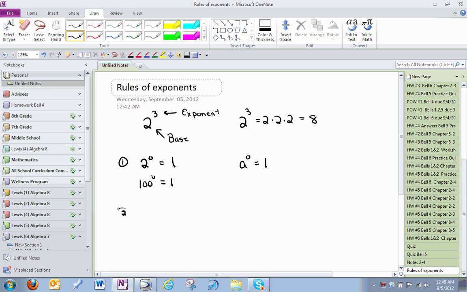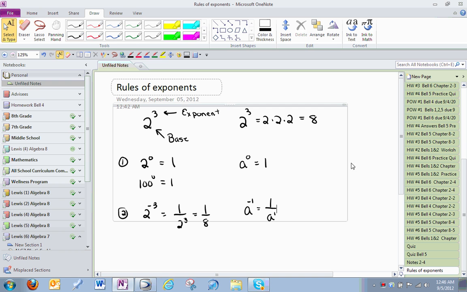The second rule is negative exponents. If you had 2 to the negative third power, this means the reciprocal, 1 over 2 to the third, which simplifies to 1/8. So the rule they have you learn is that any base to the negative x power equals the reciprocal, or 1 over, in this case, a to the x.